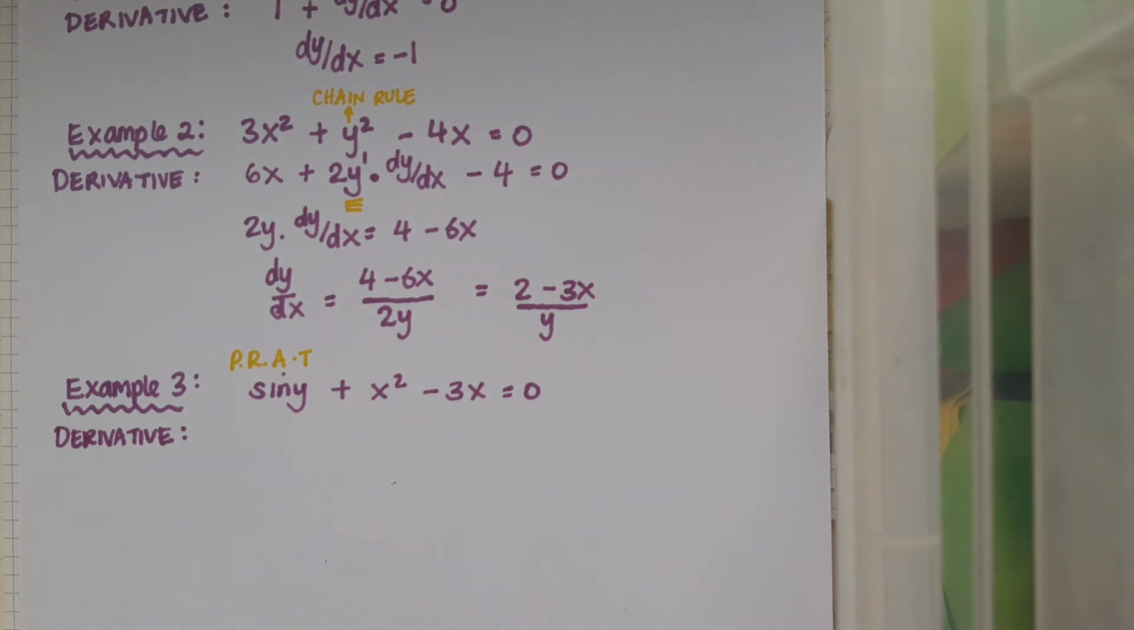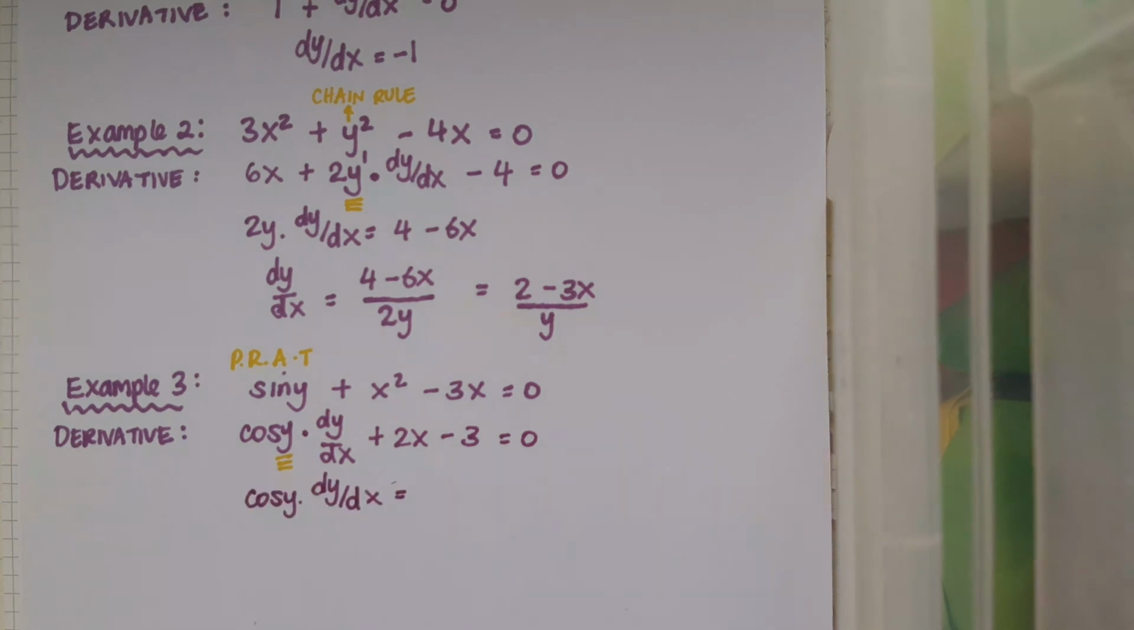Differentiating my ratio here, sine differentiates to give me cos. So that's cos y, but of course, I must differentiate the angle then, which is y, and that's going to give me dy dx. And then I continue on to differentiate the remaining terms as normal. So x squared differentiates to give 2x, minus 3x differentiates to give minus 3, and I've got my equals 0 on the end.